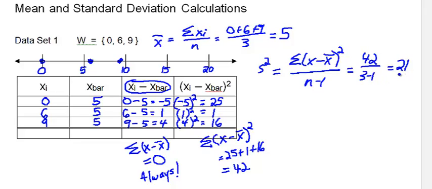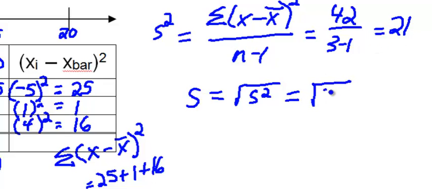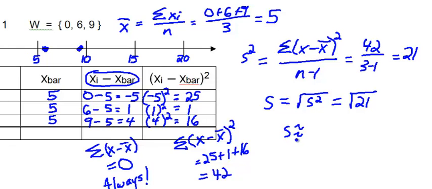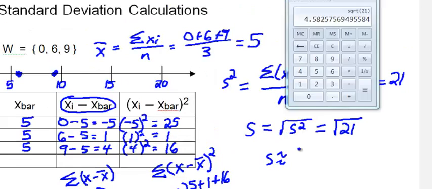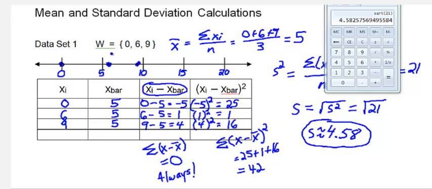Now the units for this would be squared units because we squared each deviation. If you remember, standard deviation, which is denoted S, is the square root of the variance, S squared. So in this case, we would simply take the variance 21 and take the square root of it. Now if we round this to 2 decimal places, we would say that the standard deviation for this data set is the square root of 21, which is approximately 4.58. Now what this number tells us is the average deviation away from the center, the mean, is about 4.58.